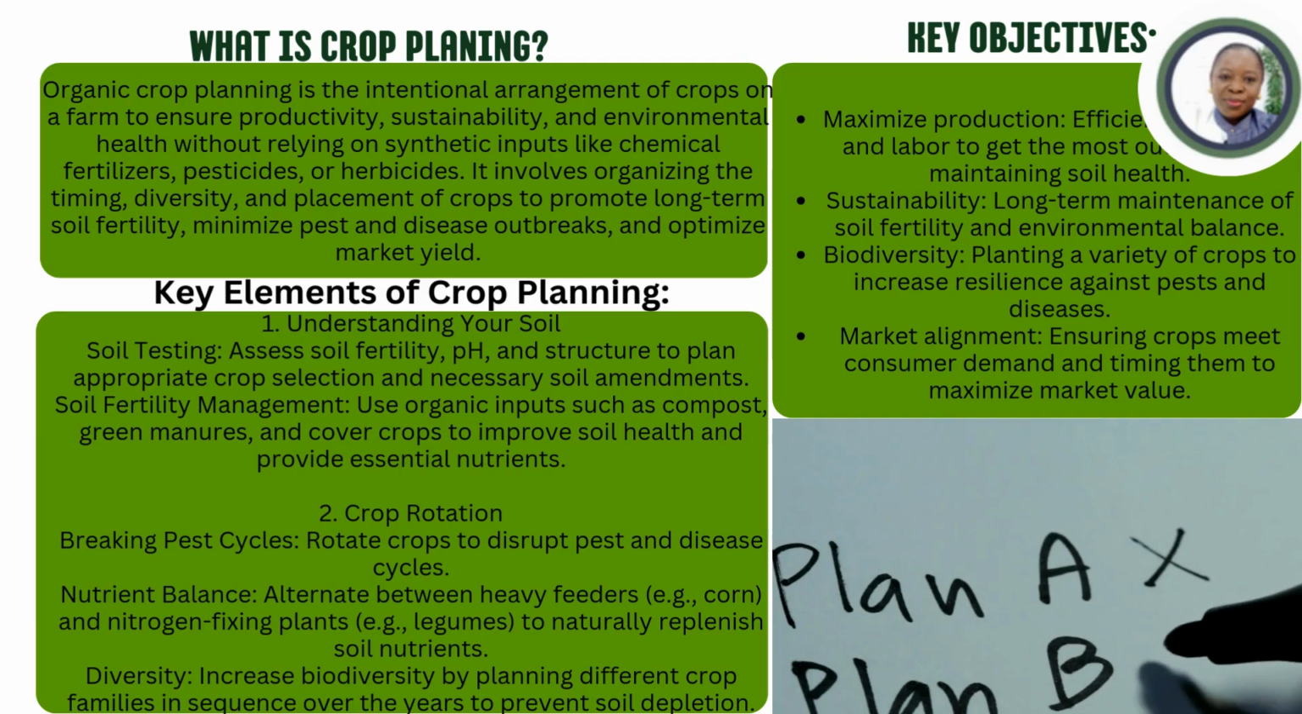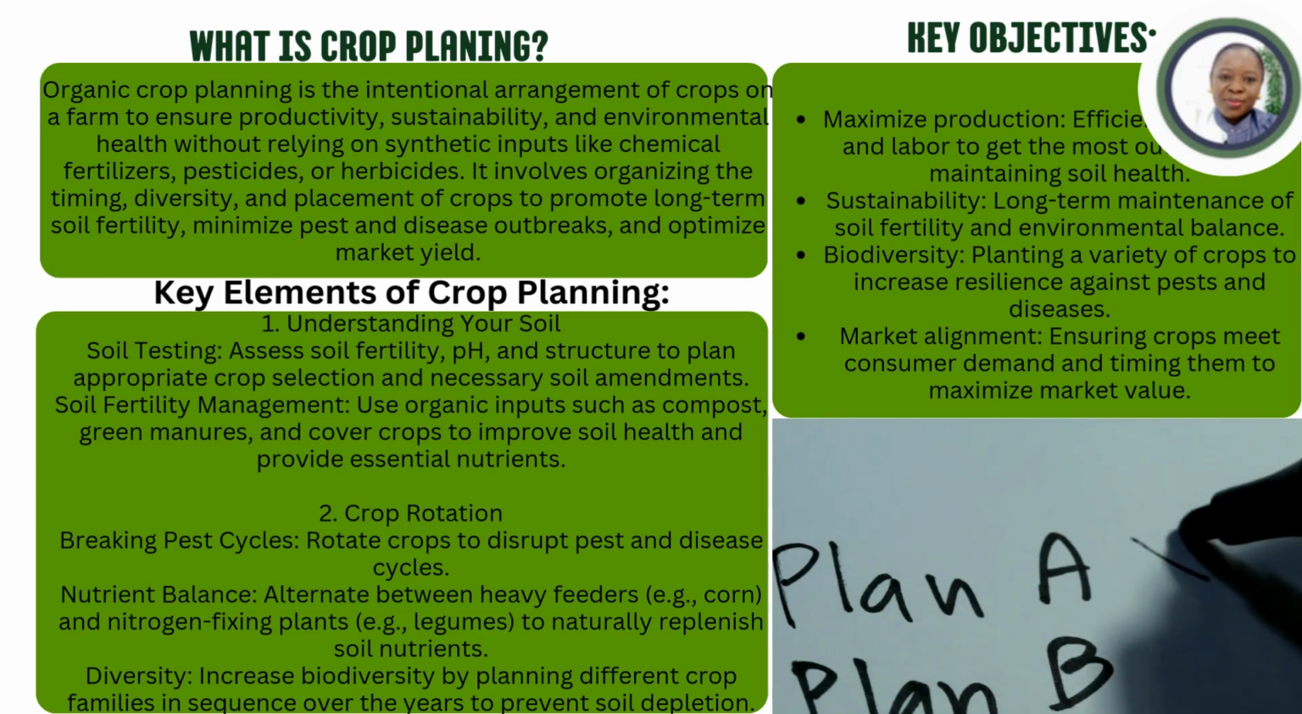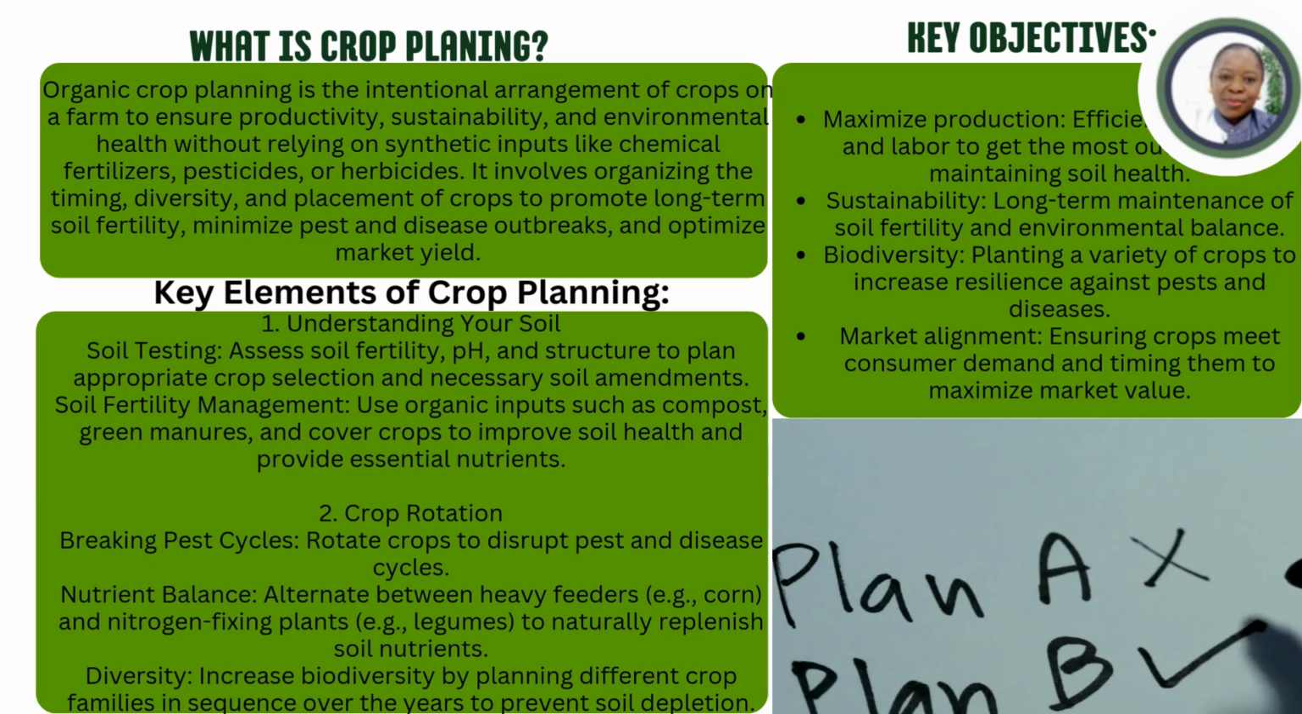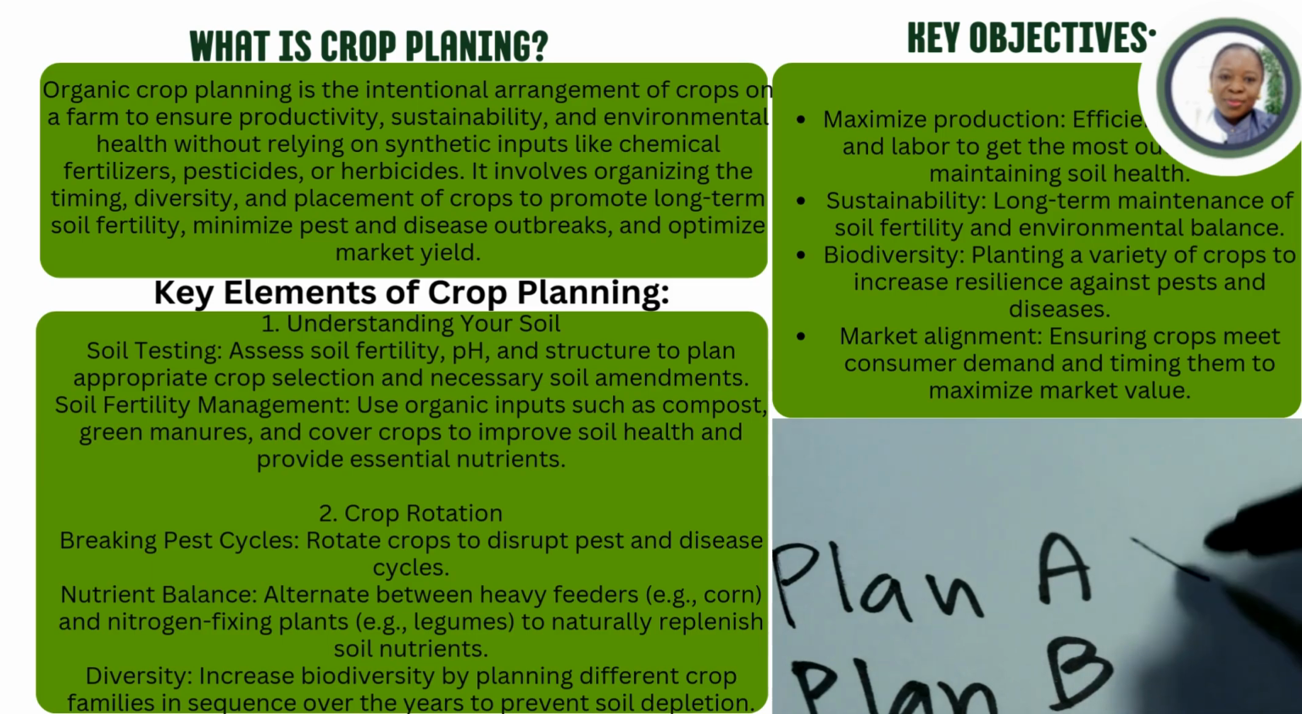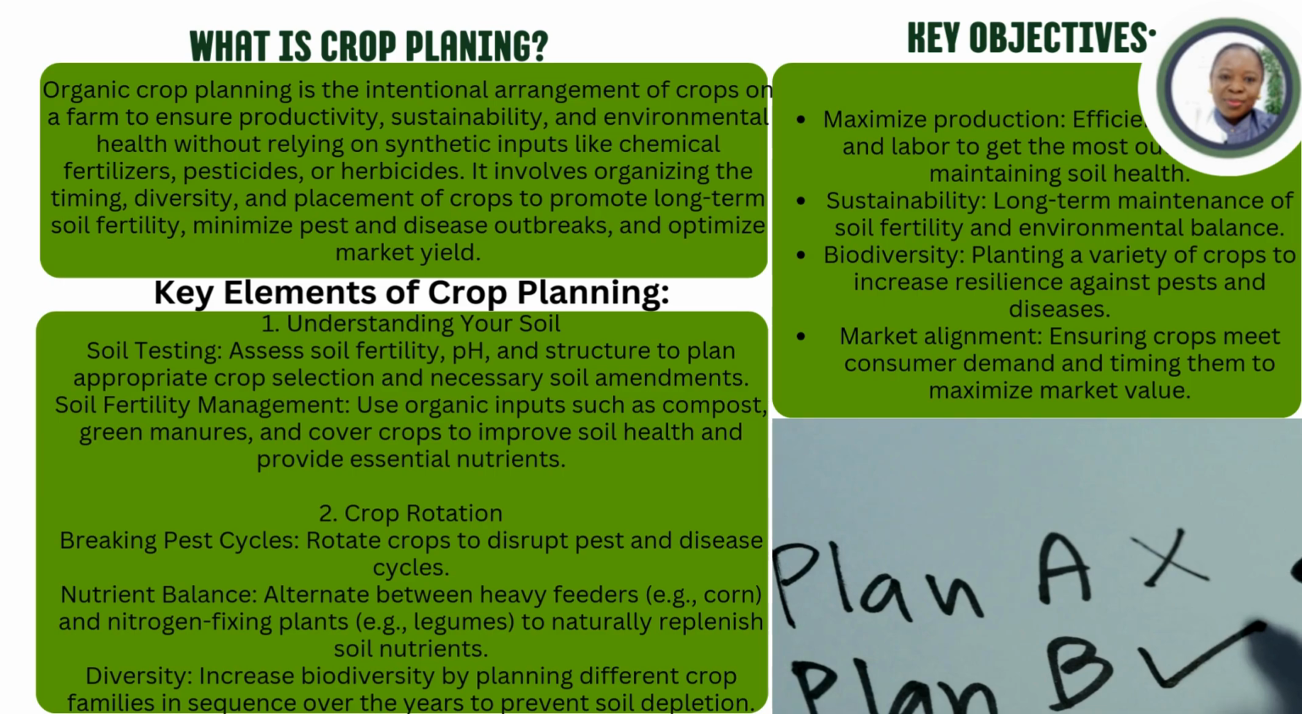2. Crop rotation. Breaking pest cycle. Rotate crops to disrupt pest and disease cycles. Nutrient balance. Alternate between heavy feeders such as corn and nitrogen-fixing plants such as cowpea to naturally replenish soil nutrients. Diversity. Increase biodiversity by planting different crop families in sequence over the years to prevent soil depletion.